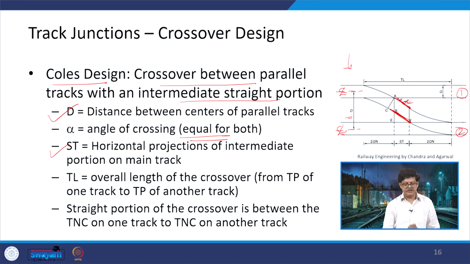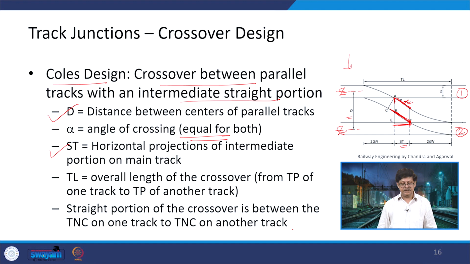So, that ST, when we are talking here, is the horizontal projection of the intermediate portion on the main track. That means whatever straight portion is there, we are taking it on the main track. So this is the horizontal projection and that is defined as ST.